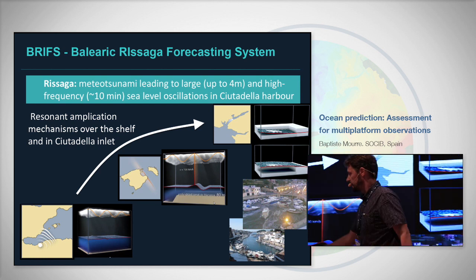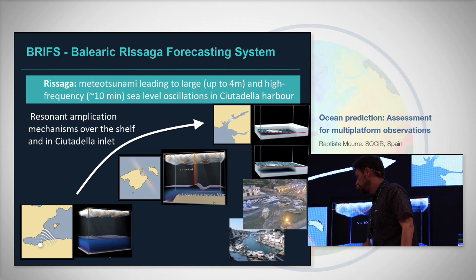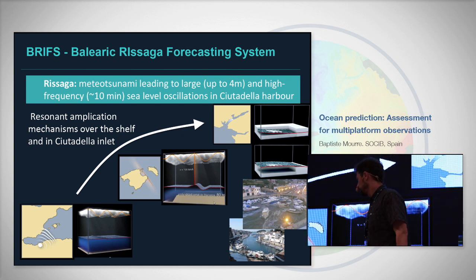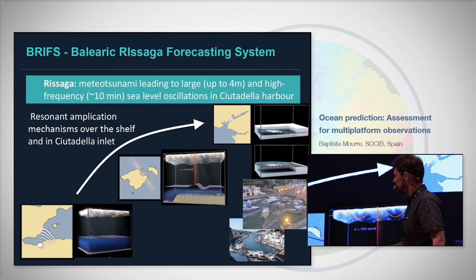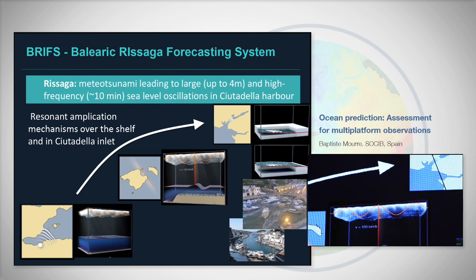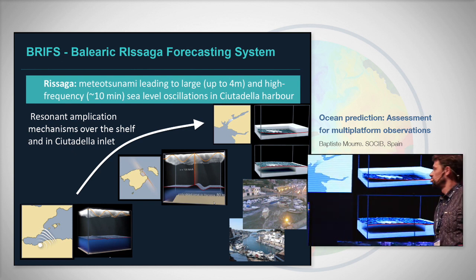It's generated by atmospheric pressure waves. These generate a response in the ocean, a barotropic wave, that is then amplified under specific conditions of velocities and directions. This is amplified over the shelf between Mallorca and Menorca, and then amplified a second time inside the harbor of Ciutadella.